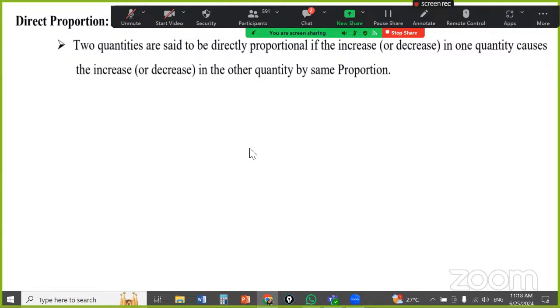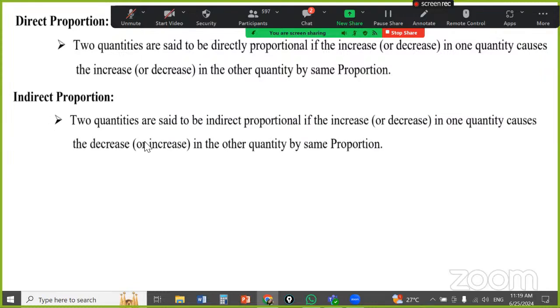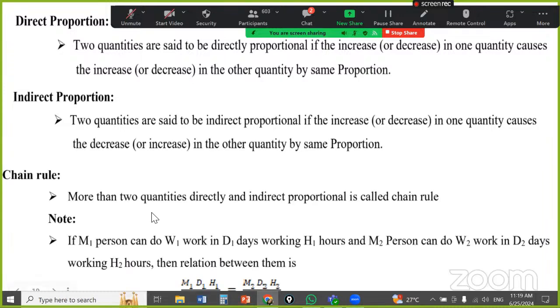So what is a direct proportion? When we have two or more quantities, if both of them either increase or decrease, they'll be behaving the same way. If one increases, the other one also increases. One decreases, the other one also decreases. This is known as direct proportion. And inverse proportion is just exactly the opposite of it. One increases means the other one will be decreasing. This is known as inverse proportion.